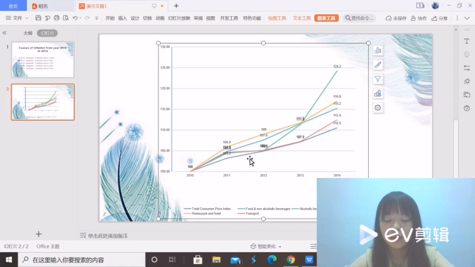So in my opinion, the main reason for the 2010 to 2014 inflation is the increase in alcoholic beverages and tobacco, and the restaurants and the hotels, the food and non-alcoholic beverages.